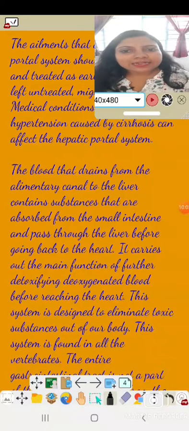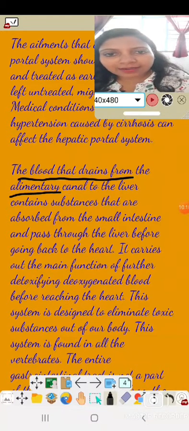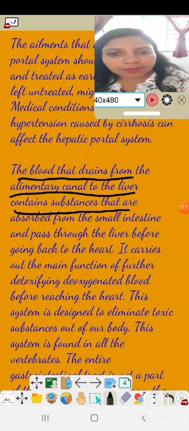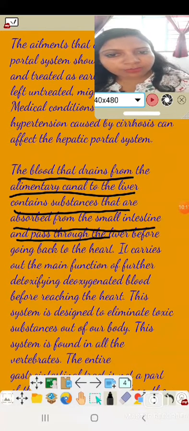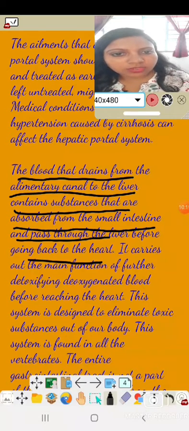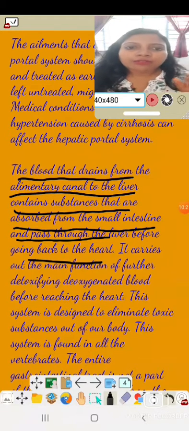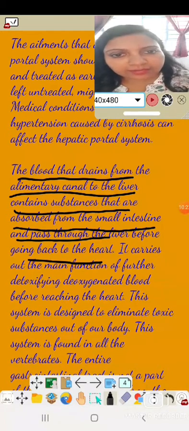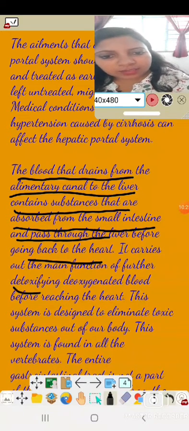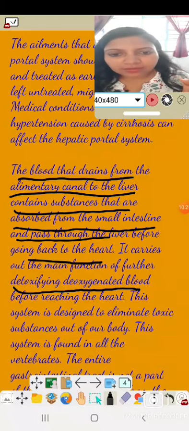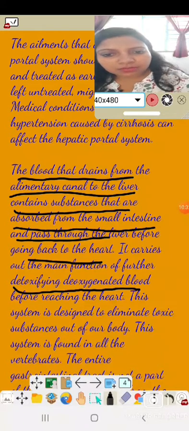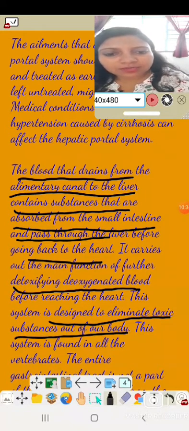So, the blood that drains from the alimentary canal to the liver contains substances that are absorbed from the small intestine and passes to the liver before going back to the heart. Okay, this concept must be very clear. Before entering the heart, it has to enter the liver. Then the liver detoxifies the blood, the main function done by the liver, and it eliminates. So, it is designed to eliminate toxic substances out of the body.